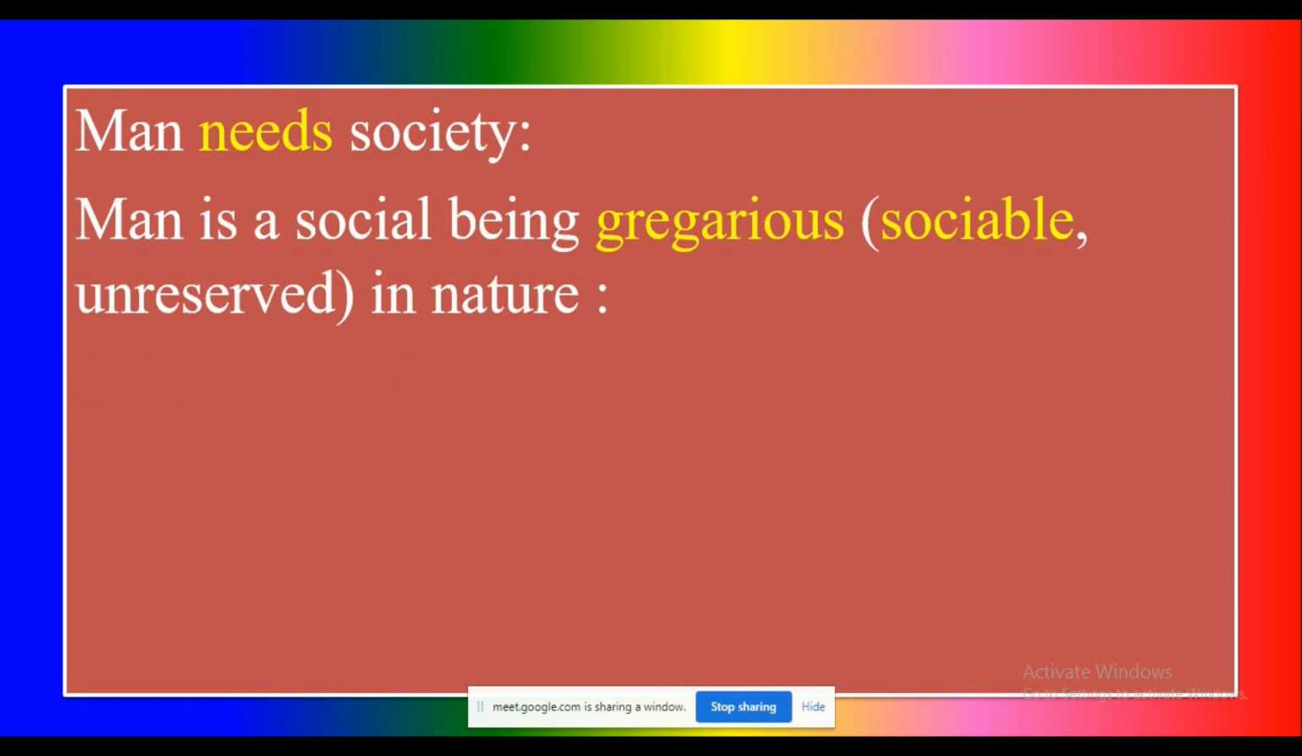Second point, man is a social being, gregarious in nature. No man would like to live alone. That is the nature of society. Man wants to interact with every component of society and enjoy group life, when interacting with family members, the educational system, friends and occupational settings.